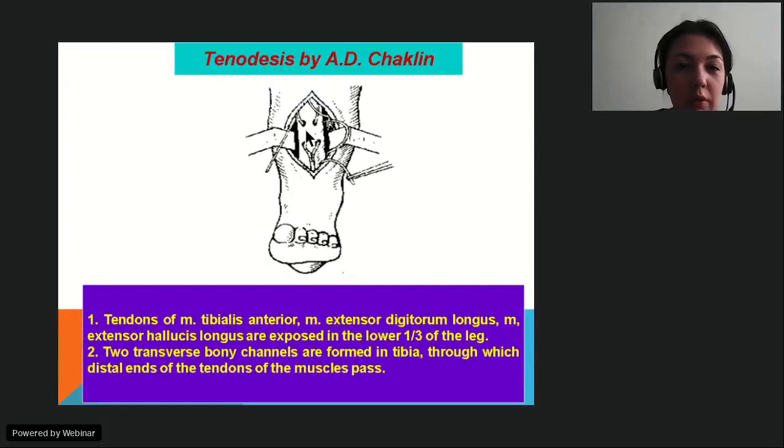The other way is tenodesis by Chuklin. In this case, tendons of musculus tibialis anterior, musculus extensor digitorum longus and musculus extensor hallucis longus are exposed in the lower one third of the leg, and two transverse bony channels are formed in the tibia through which the distal ends of the tendons of the muscles pass. So actually, the sense is the same. Just in this case, we see there are two bony channels, and we stitch the tendons again on the anterior surface, not on the posterior surface.